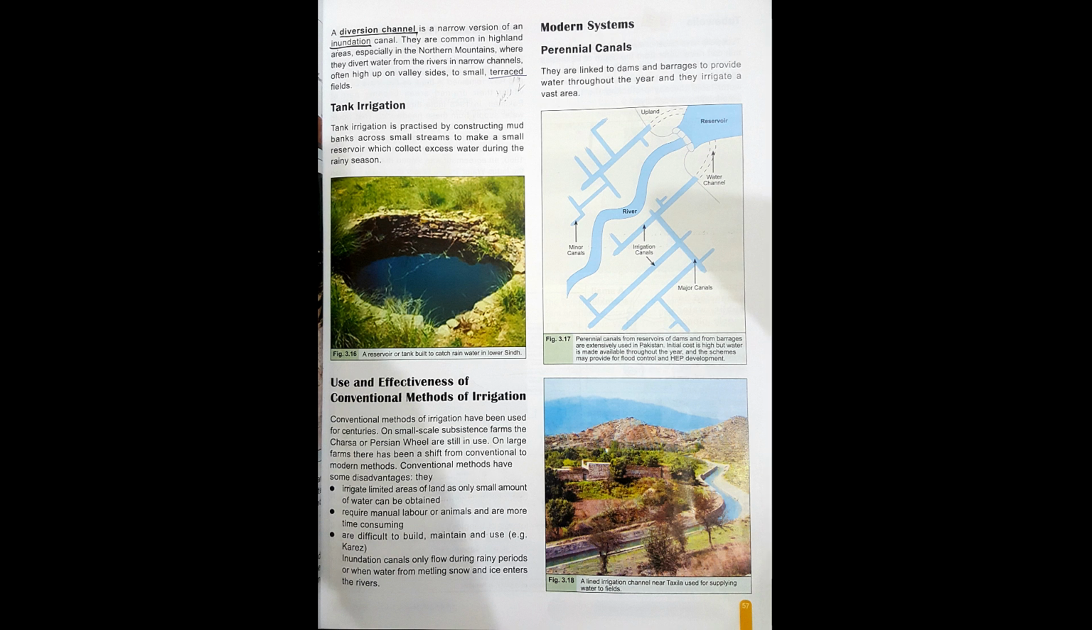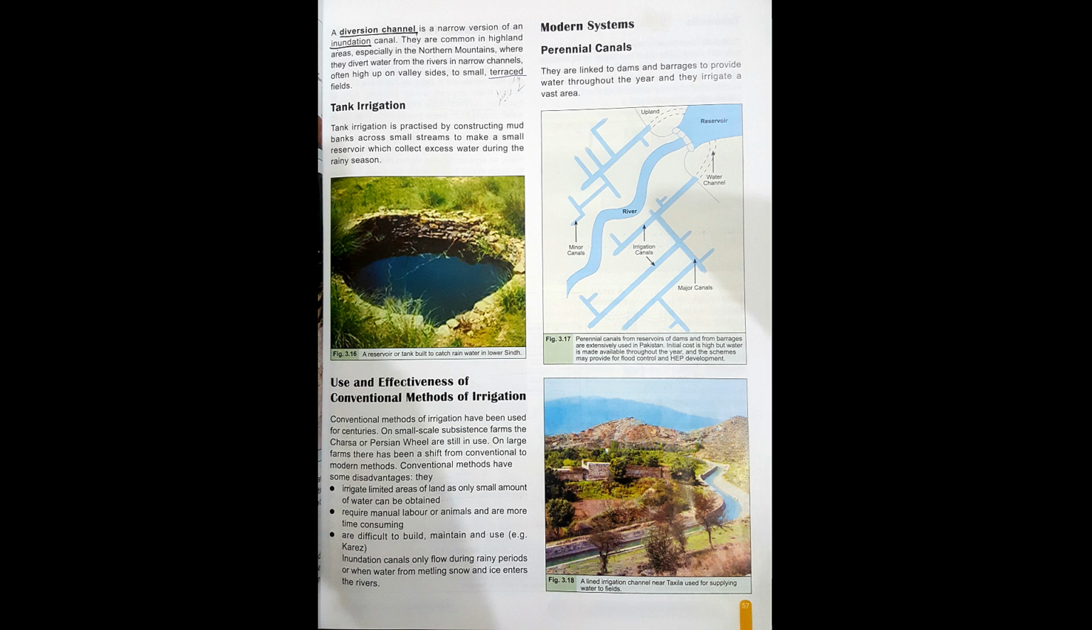A diversion channel is a narrow version of an inundation canal. They are common in highland areas, especially in the northern mountains, where they divert water from the rivers in narrow channels, often high up on valley sides, to small terraced fields.